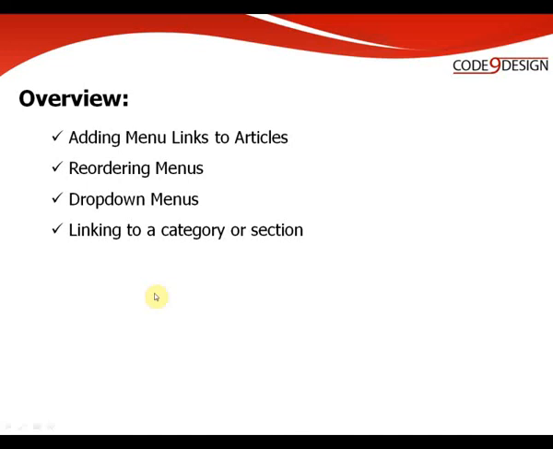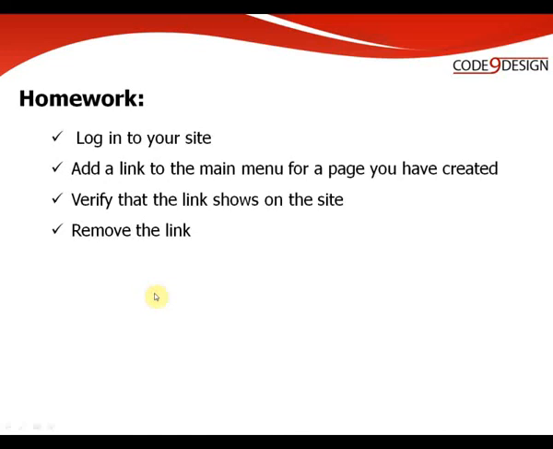And we'll jump back to our PowerPoint here. So that's actually it for this training. As part of the homework, you're going to want to go ahead and log into your site. Go ahead and try creating a menu item and linking to an article. Just like we did, verify that the link shows on your site on the front end. And then, of course, if it's just for testing purposes, you want to make sure to remove the link, especially if it's just a demo page.